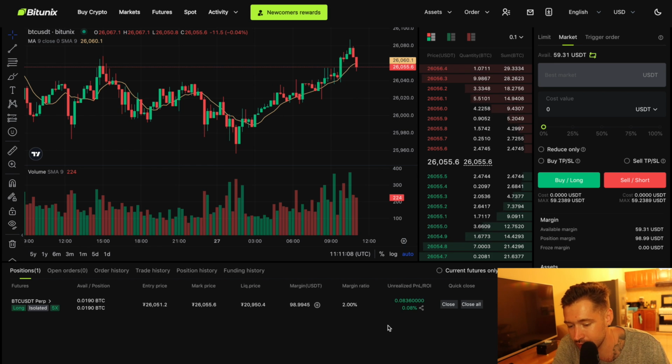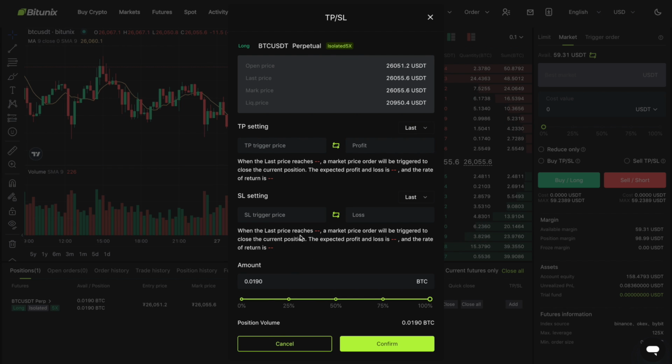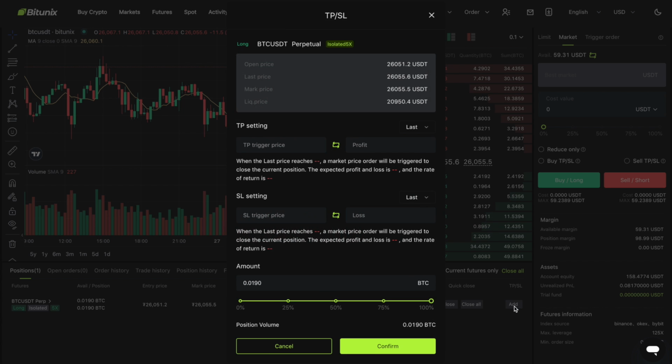And we want to set our take profit and our stop loss. Often I don't set my take profit, I set alerts on TradingView, but I always set my stop loss. So let me show you that one more time. On the bottom right, TPSL, we're going to click add. Come down to stop loss.